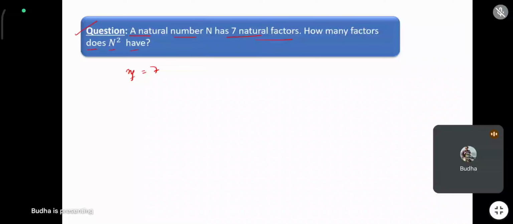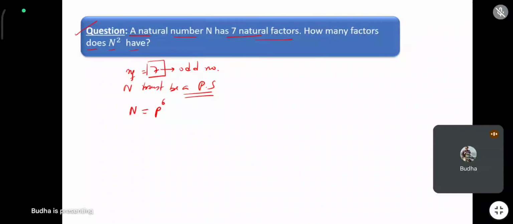Now whenever the number of factors is 7, 7 is an odd number, which means n must be a what? A perfect square. Yes, so n must be the square of something. Now since the number of factors is 7, n must be of the type p raised to power 6.